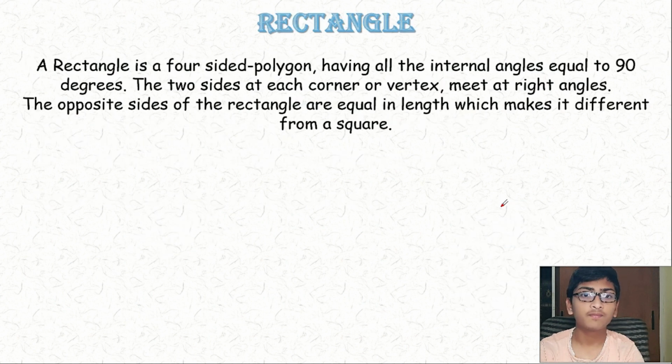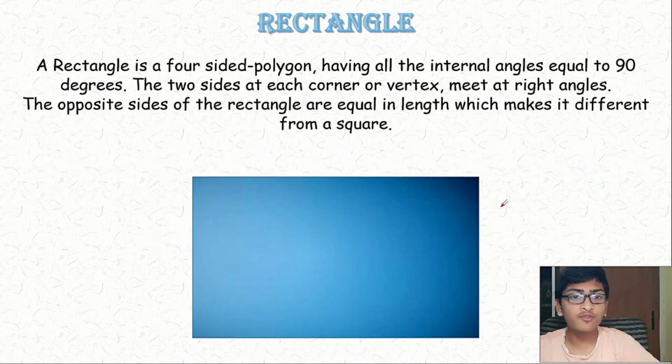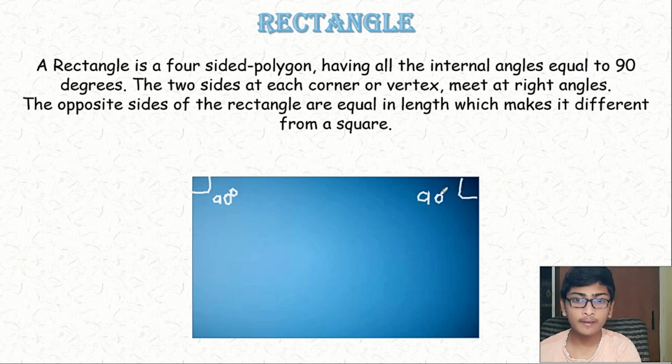Next, rectangle. A rectangle is a 4-sided polygon having all internal angles equal to 90 degrees. In a rectangle also, all internal angles are equal to 90 degrees. Here this angle is 90 degrees and this is 90 degrees. All these angles are 90 degrees in the rectangle.